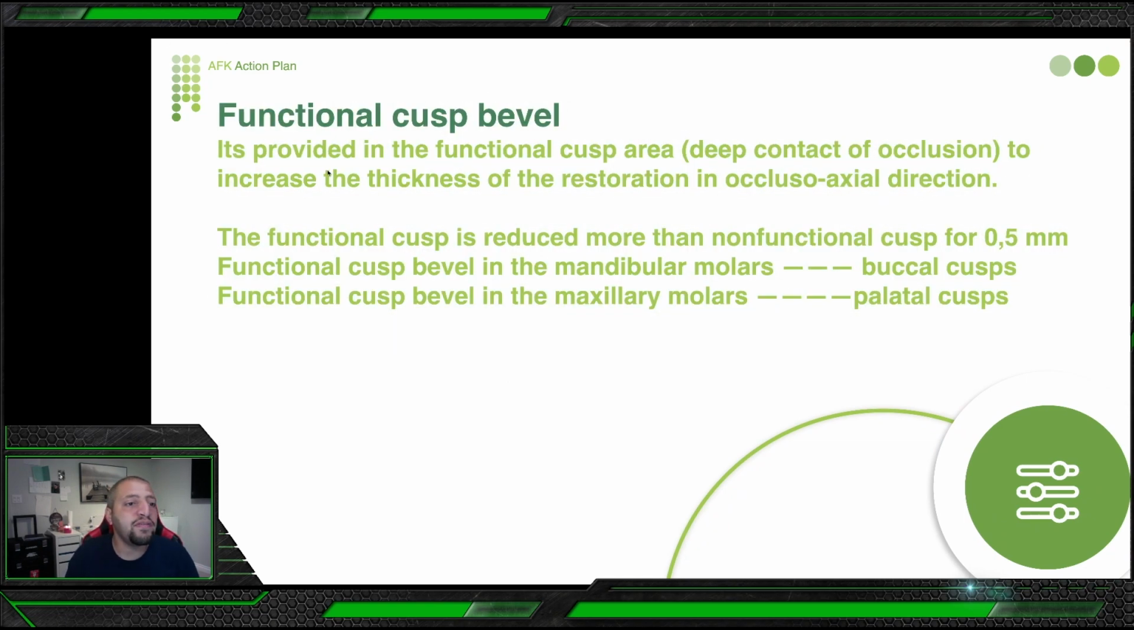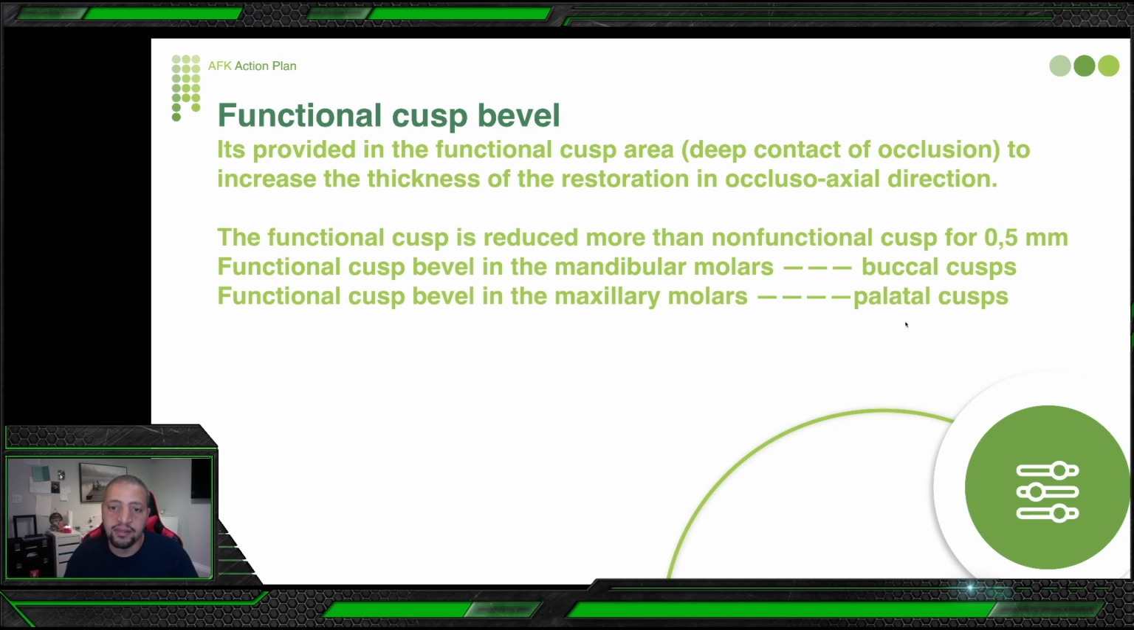So functional cusp bevel is provided in the functional cusp area, which is in deep contact of occlusion, to increase the thickness of the restoration in the occluso-axial direction. The functional cusp is reduced more than the non-functional cusp by 0.5 millimeter. Functional cusp bevel in mandibular molars will be on the buccal side, and in maxillary molars on the palatal side.